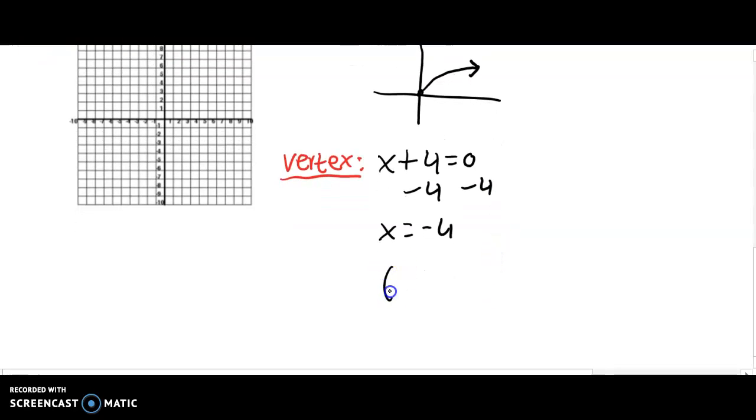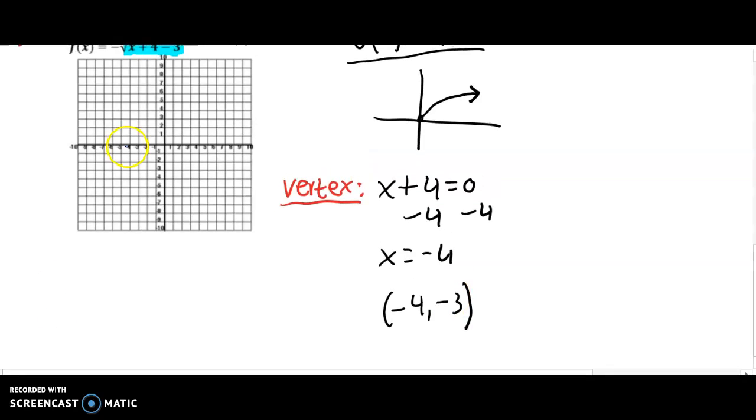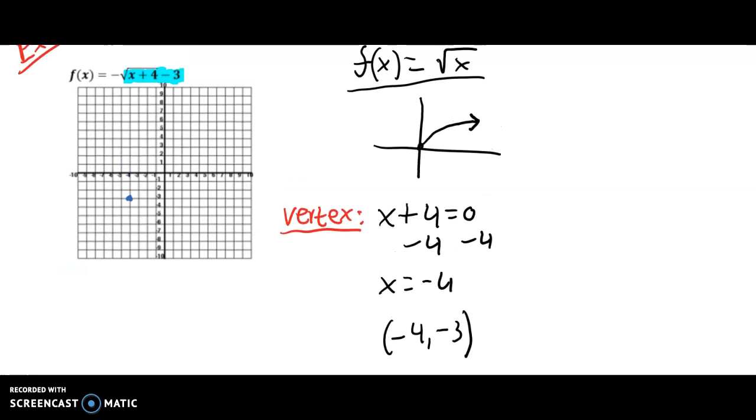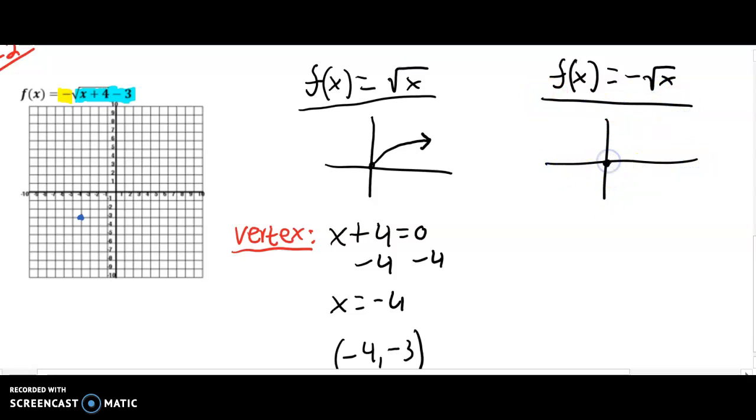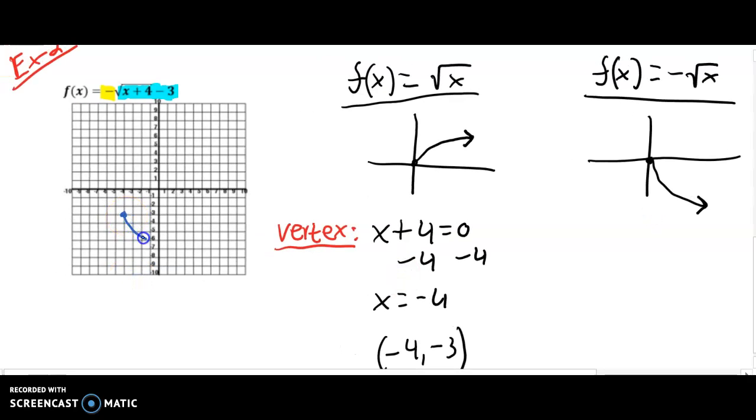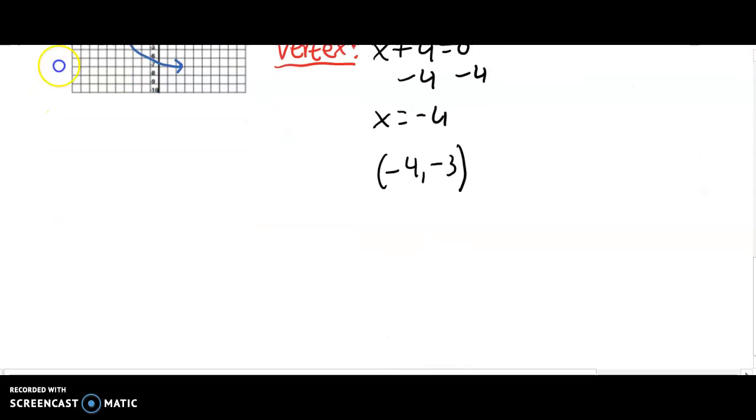So my vertex is -4, -3. We can go ahead and plot that. Okay, so the only other thing that we see going on here is a negative out front. Reminder that a negative is going to look like this same square root graph, except it's going to open upside down. Okay, so there we go. Great, and that's it.